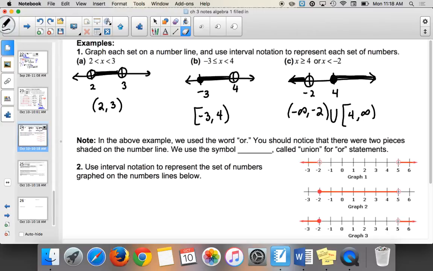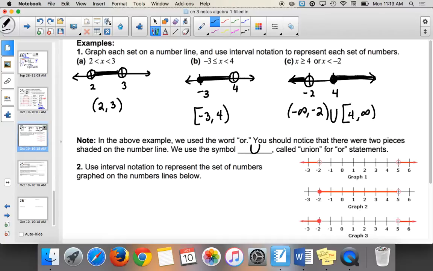Do you know when to use the parentheses and not? If it's equal to, so if it's filled in, we use the bracket. If it's open, so not filled in, then we use the parentheses. Infinities always have parentheses. A U stands for union, and it's used when we use the word or. So if we have 2 pieces, if it's like, oh, we could be over here or we could be over here, these numbers would all work, then we put a union between it.